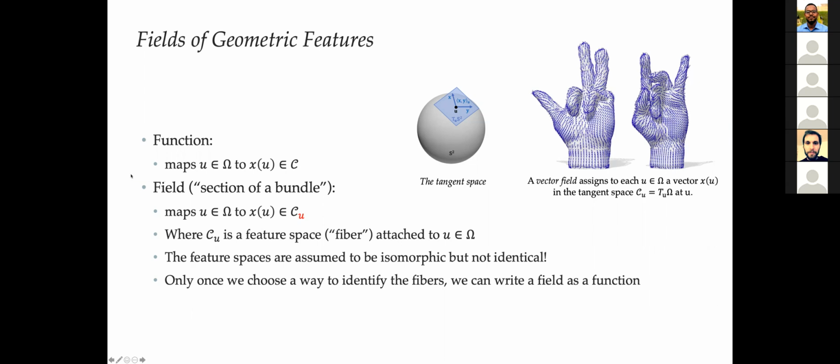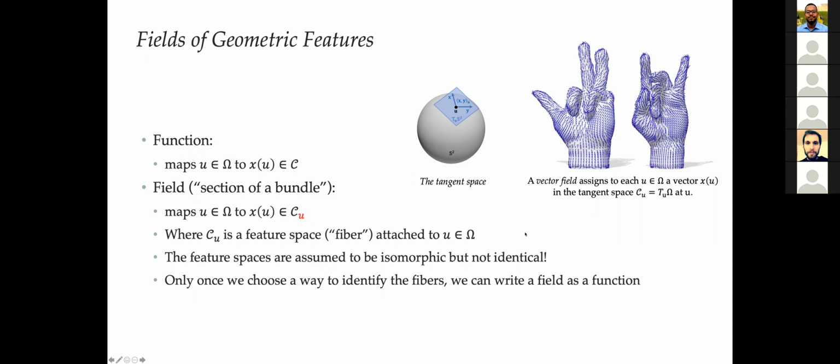Now there's something slightly more general, which is called a field in physics, or in mathematics, a section of a bundle, of a vector bundle to be precise. This is a slight generalization of a function where instead of mapping u in omega to some x of u in a fixed space C, you're mapping it to an element of a vector space C that's indexed by u.